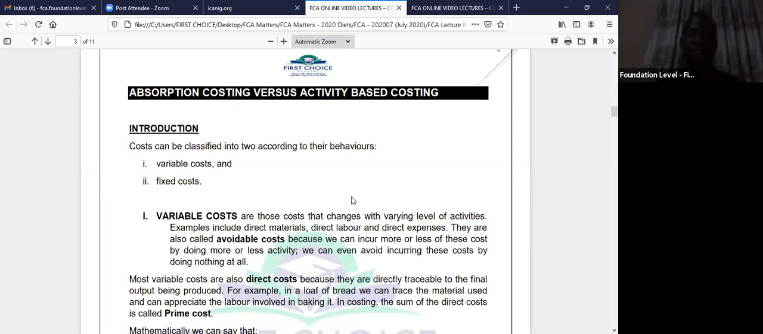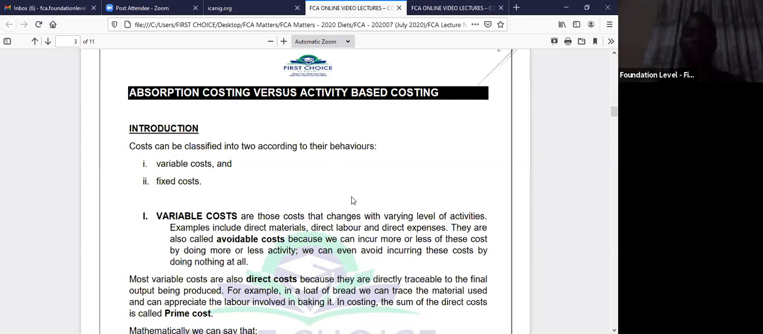But today we are going to add something to it. Most variable costs, many of them, are direct costs. We are not saying all of them are direct costs, too. Many of them are direct costs. And so what do we mean by direct costs? Direct costs are those costs that are traceable directly to the final output.